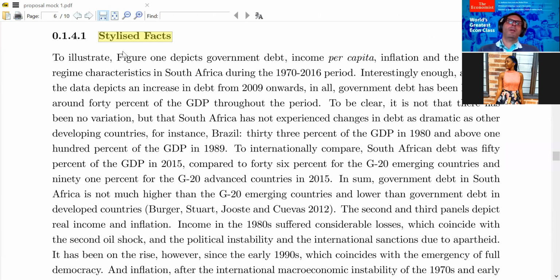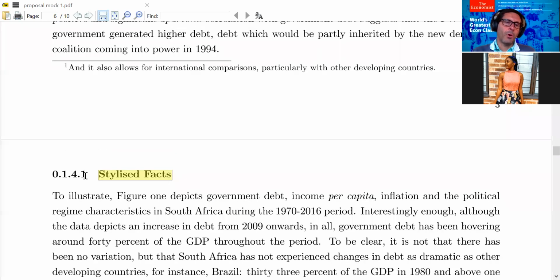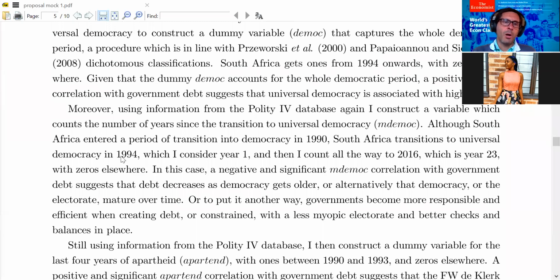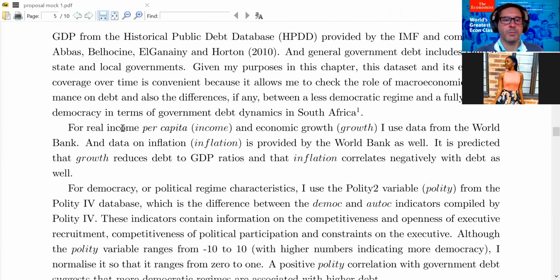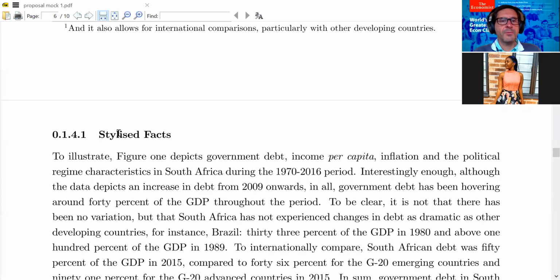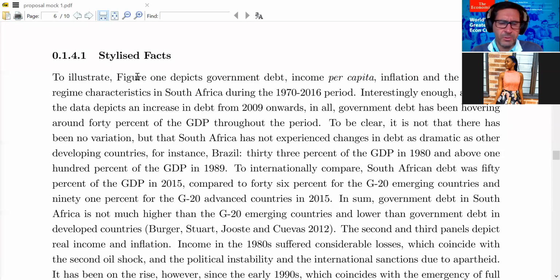So you can come up with that, and it's a subsection, 1.4.1, a subsection of data and method. So stylized facts to illustrate, go straight to the point, folks. Figure 1 depicts government debt, which is my main dependent variable, income per capita, inflation, and the political regime characteristics in South Africa during the 1970-2016 period, right? Those are the main variables.